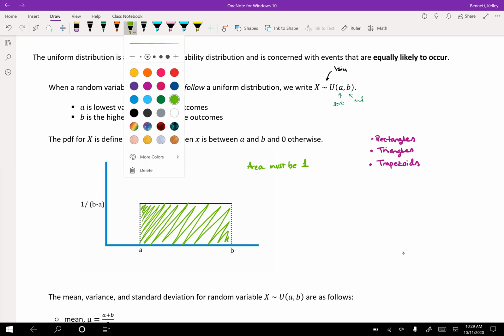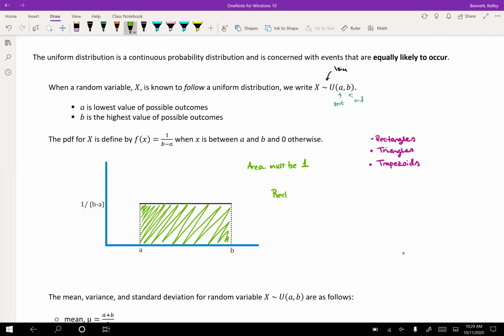So for a rectangle, we're just base times height. So our base here is B minus A, and our height here is 1 over B minus A. So this has area B minus A times 1 over B minus A. And so we see that these are going to cancel, and what we're left with is 1.